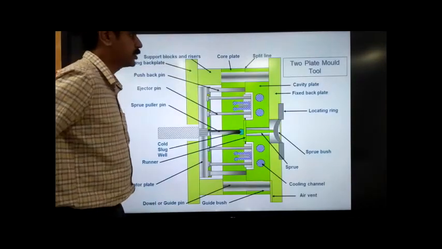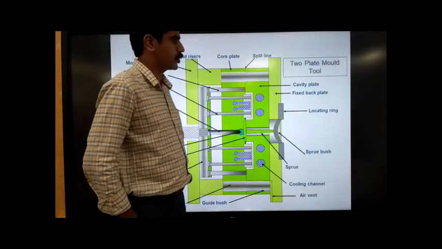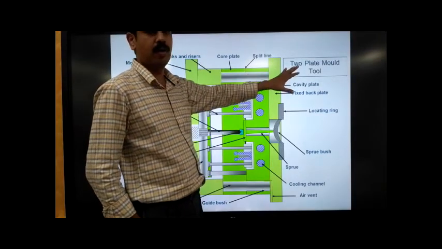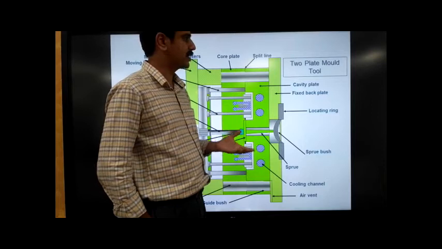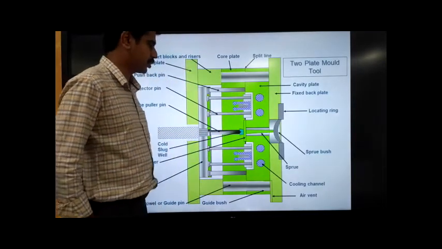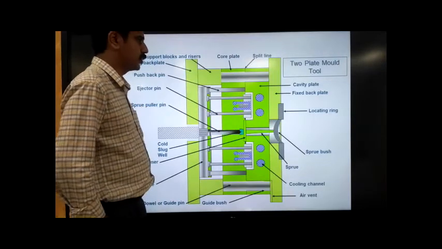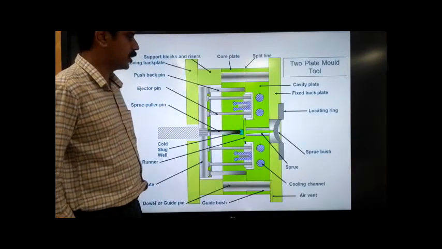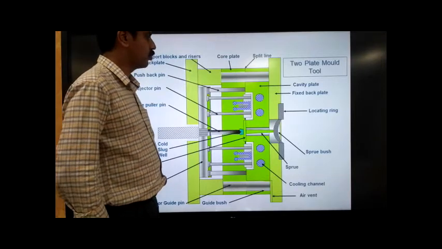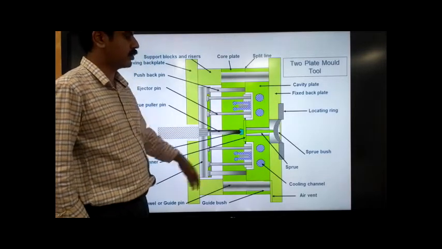And this one is a schematic representation of a two-plate mold. That is the very simple, the simplest type of injection mold that we normally use in industries. Normally we will have two-plate molds, and this is again a schematic representation of the mold. We have a detailed description of the different parts.